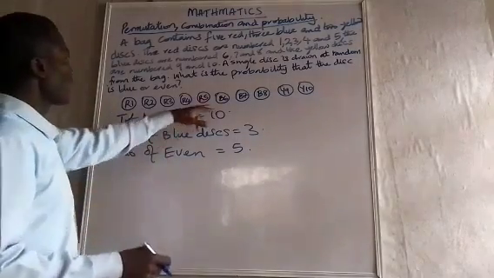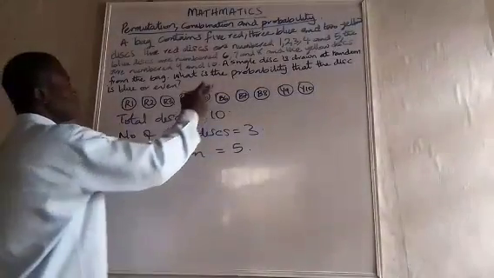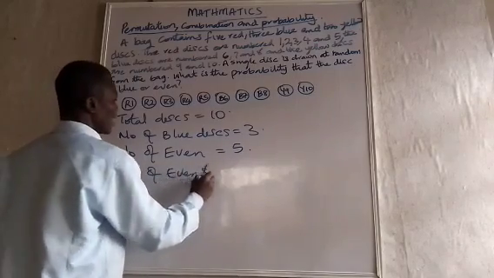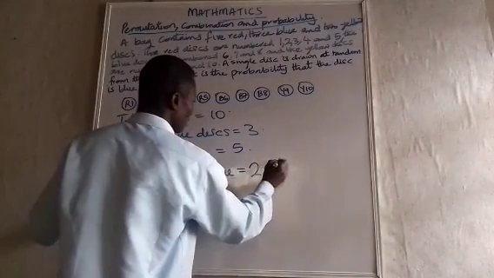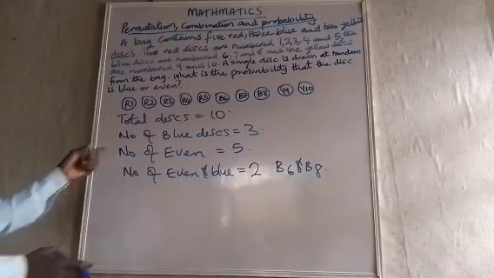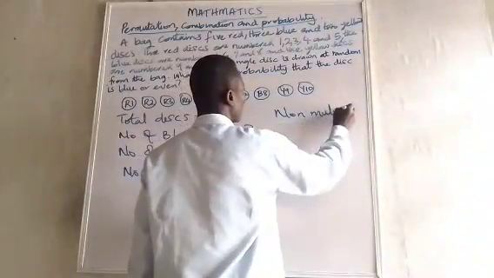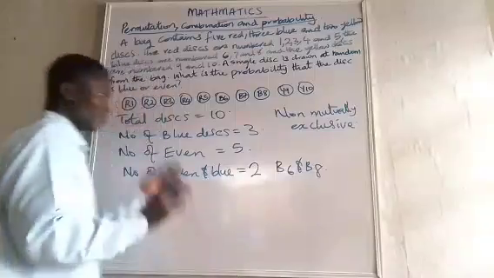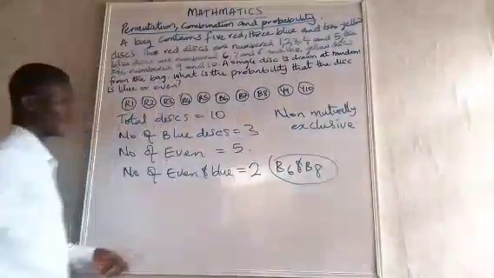And you can see, we have blue that is even. Do you understand? So, from this, number of even and blue all together is 1, 2, is equal to 2. That is B6 and B8. From this, we realize that this is not usually mutually exclusive, just to show you how to handle non-mutually exclusive, because you have seen something like this.